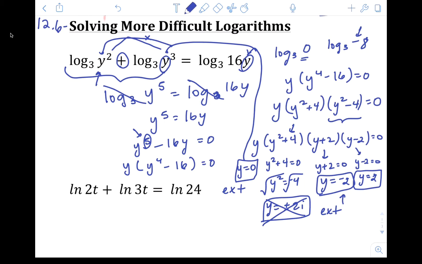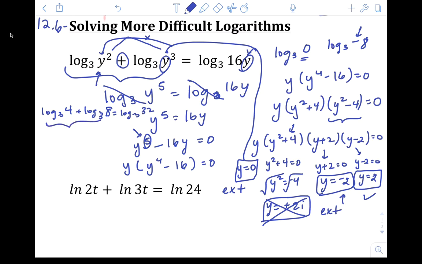We plug in the 2, and the 2 finally works. So we do have a winner with the positive 2. Let's check it really quick. If I put the 2 in for all those y's, I have log base 3 of 2 squared is 4. I have log base 3 of 2 cubed is 8. And that is supposed to equal log base 3 of 16 times 2 is 32.